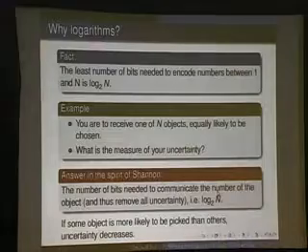Now, if you are to receive one of n objects equally likely to be chosen, say it's your birthday, right? And you have a rich uncle. He might give you a bicycle, a Ferrari, a new computer, anything, right? And he chooses absolutely randomly. What is the measure of your uncertainty?